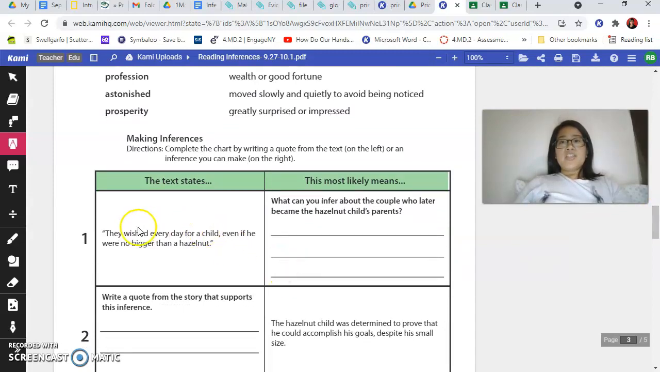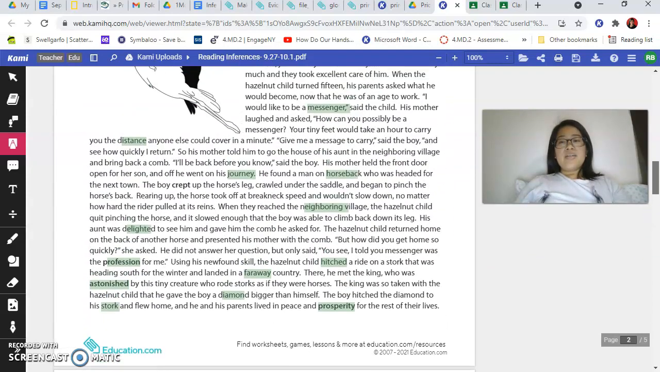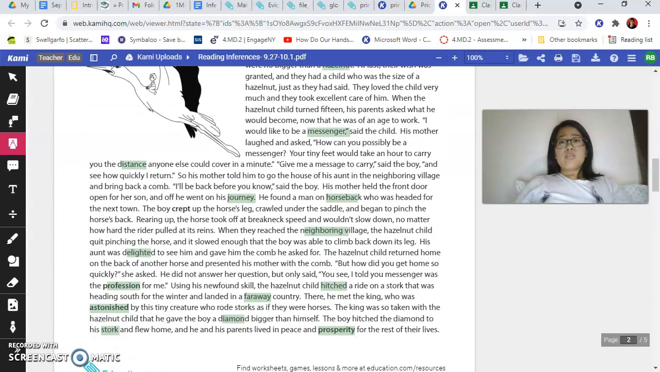So what we have here is the text, and then on the right you're going to make an inference. So they wished every day for a child, even if he were no bigger than a hazelnut. What can you infer about the couple who later became the hazelnut child's parents? So you would look back at the worksheet, look for the sentence that was used, and explain what that meant. What can you infer from the information you know?